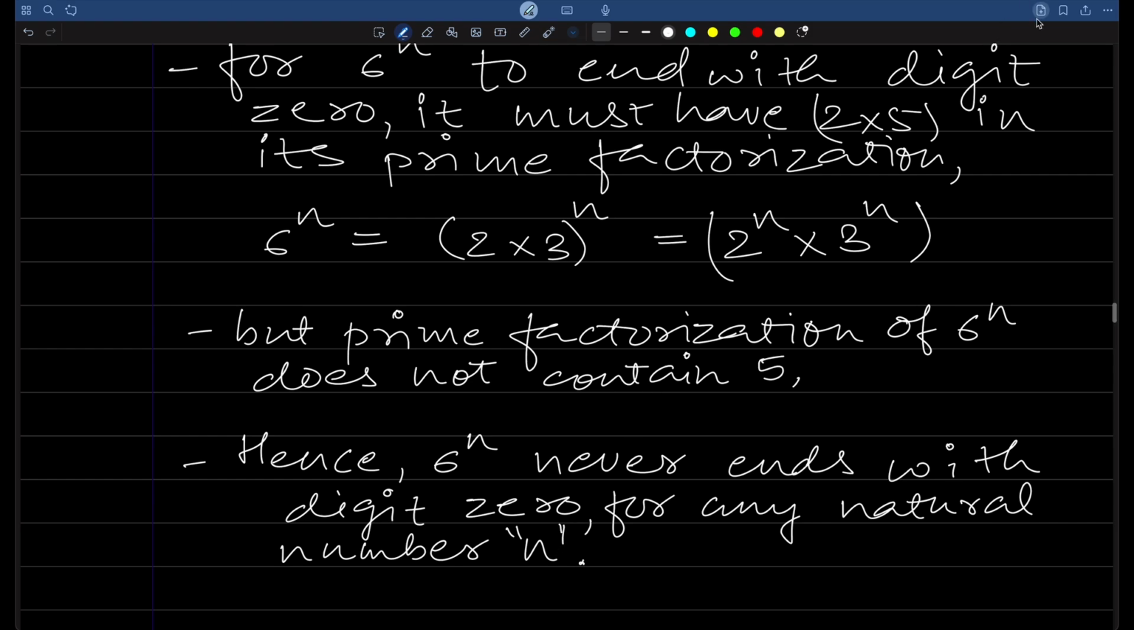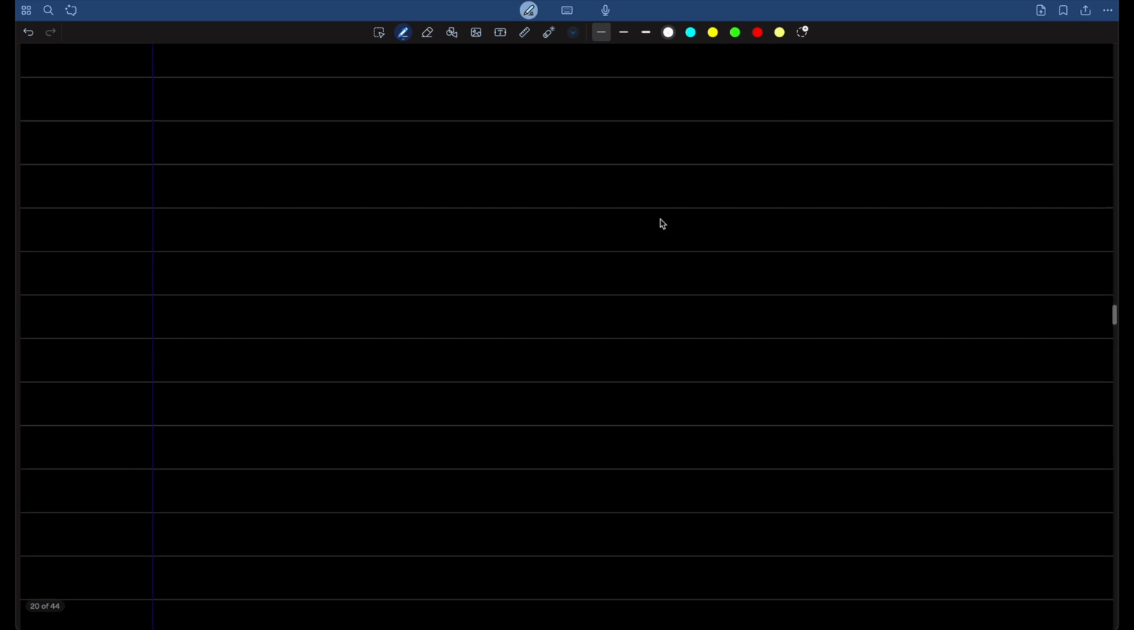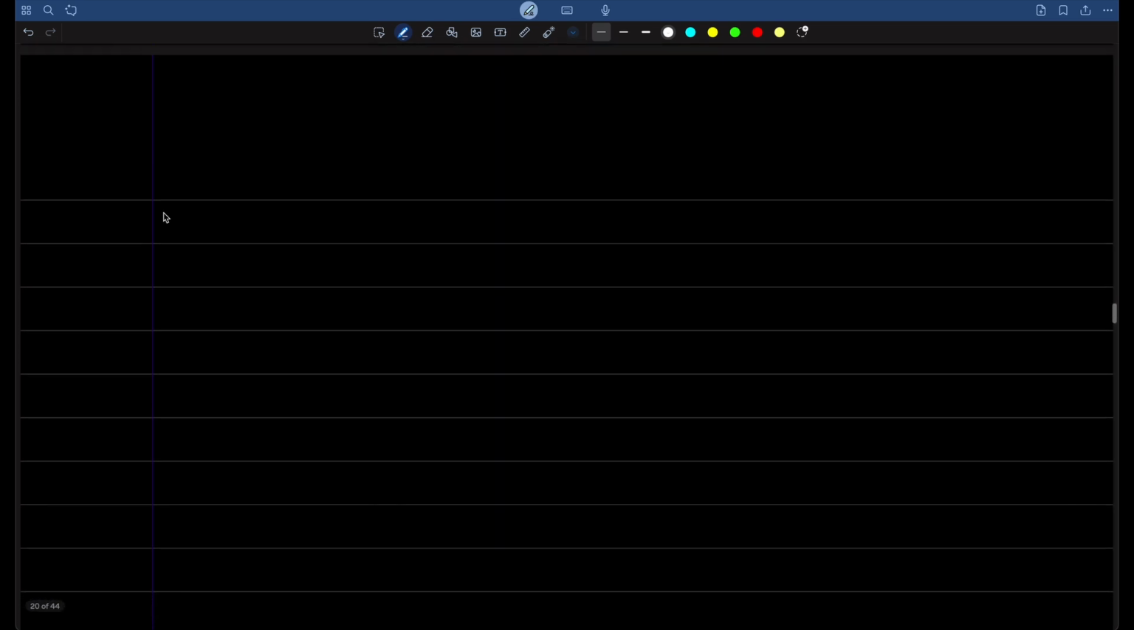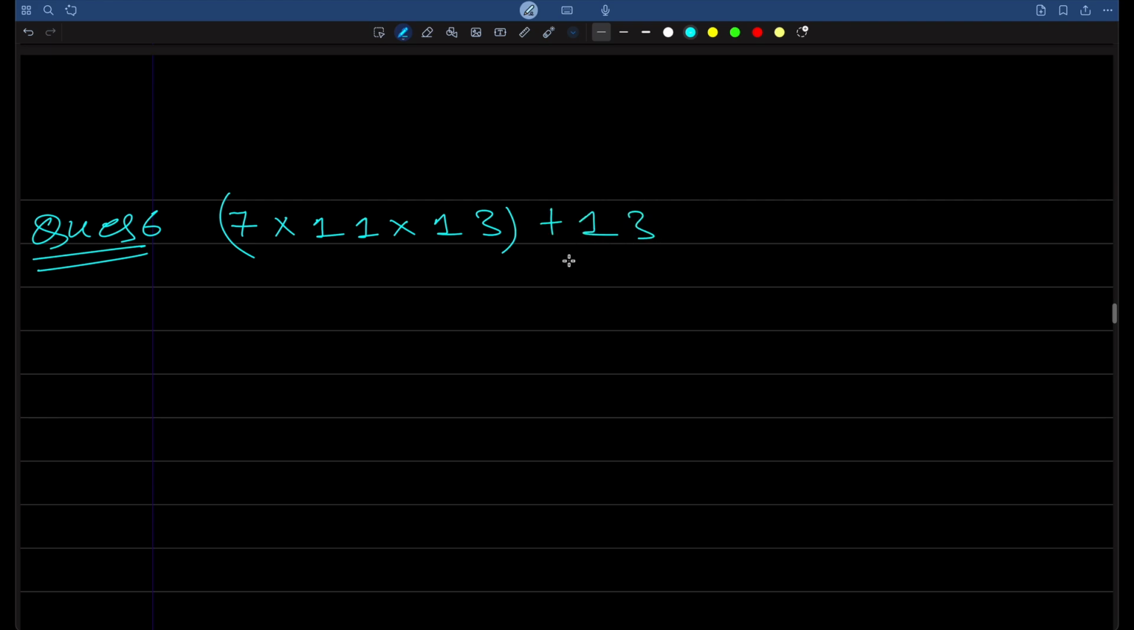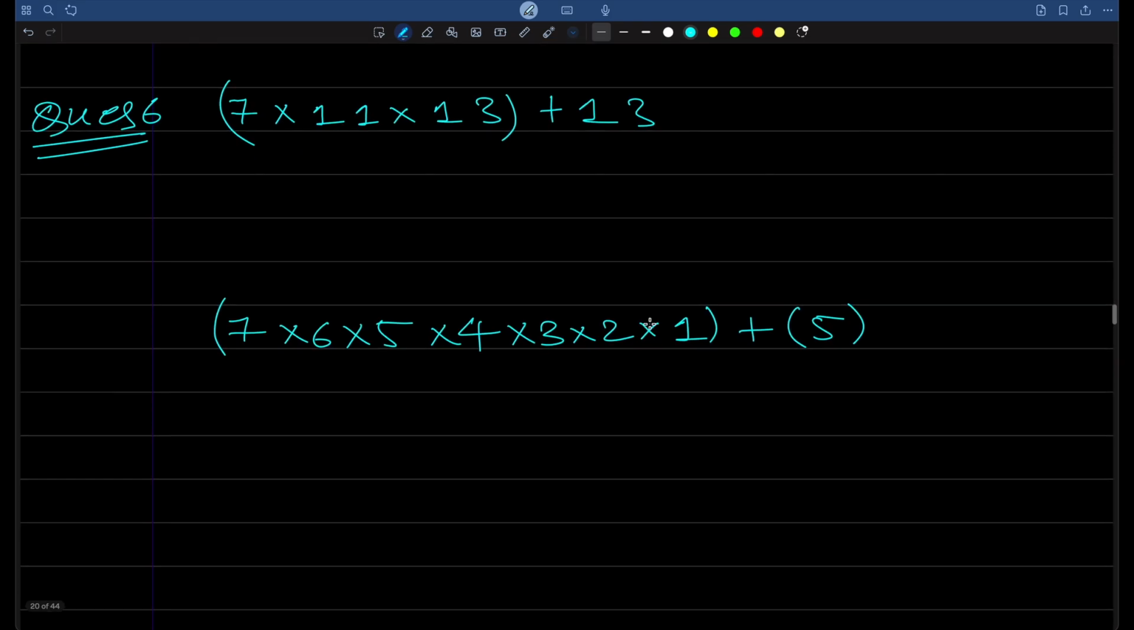Now let us solve the sixth question. Question number 6 says that we have to prove 7 into 11 into 13 plus 13 and 7 into 6 into 5 into 4 into 3 into 2 into 1 plus 5 are composite numbers.